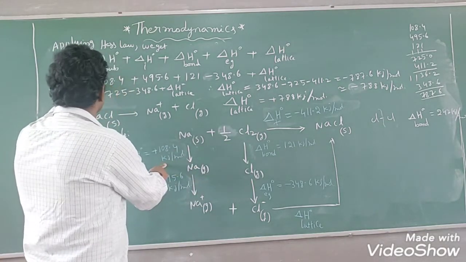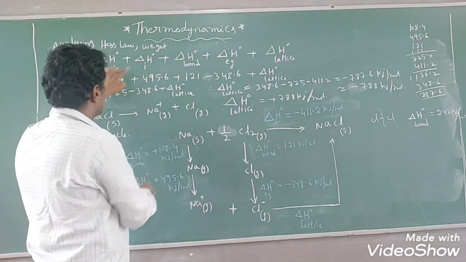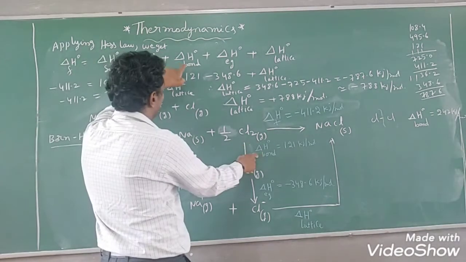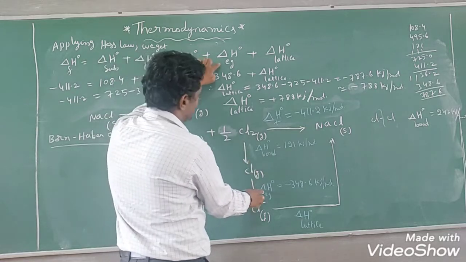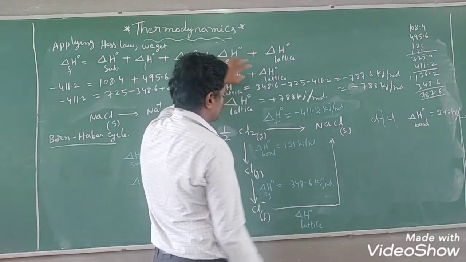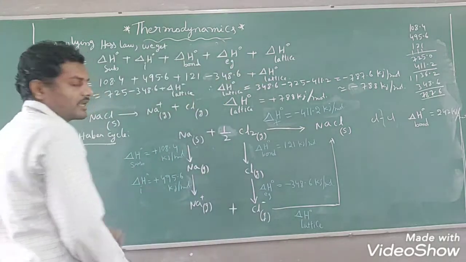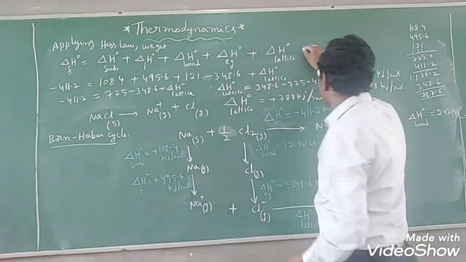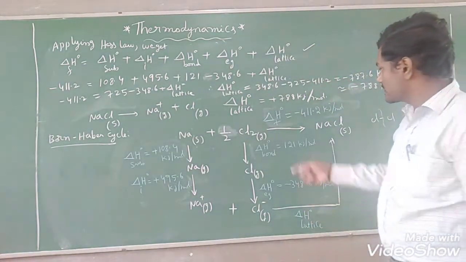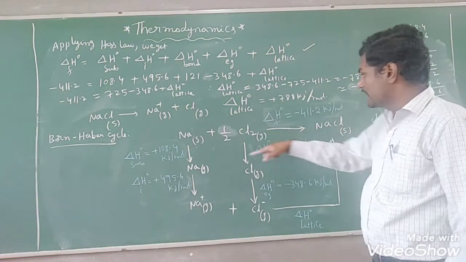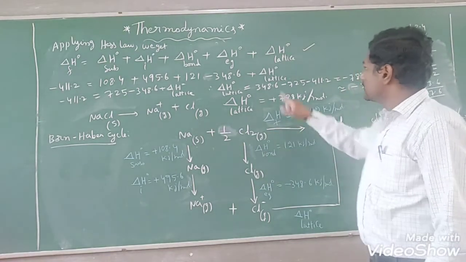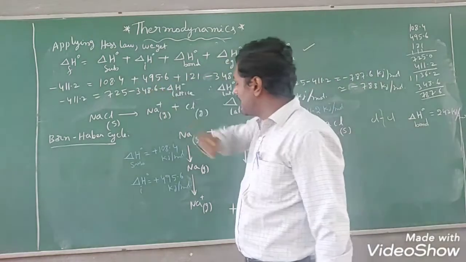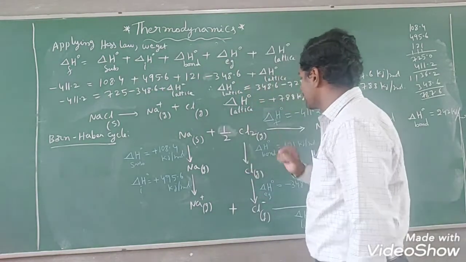What are the steps? Delta H naught sublimation plus delta H naught IE, that is ionization enthalpy, delta H naught bond dissociation enthalpy, electron gain enthalpy along with the lattice enthalpy. This is according to Hess law we can write. According to Hess law, this is the correct formula we have to use. Instead of the single step, if you go via different steps, this is the formula we have to apply, right? Now you can substitute the values I have given to you.